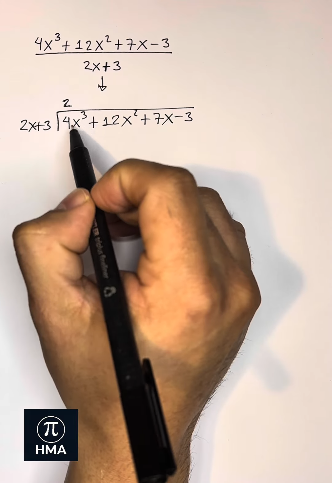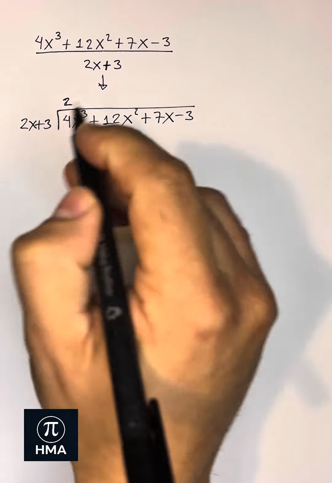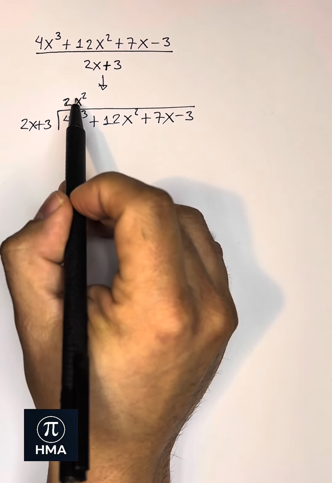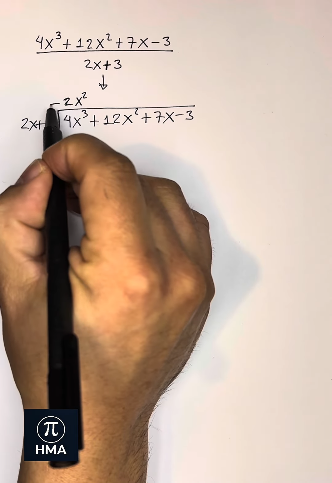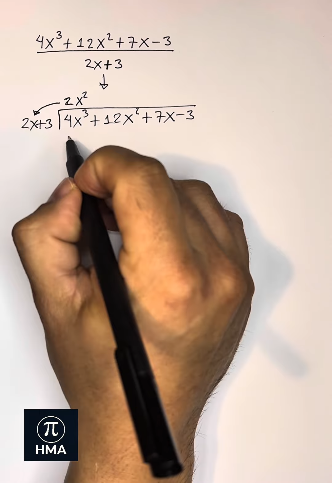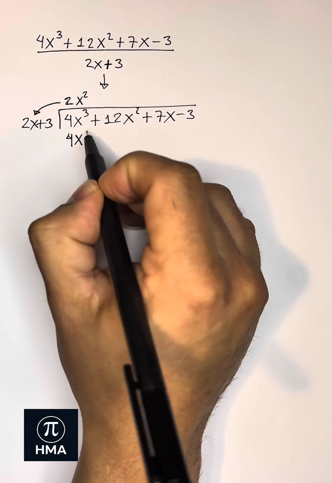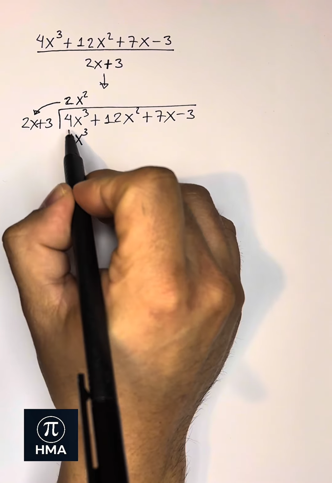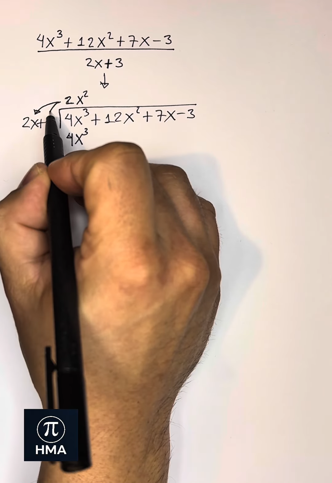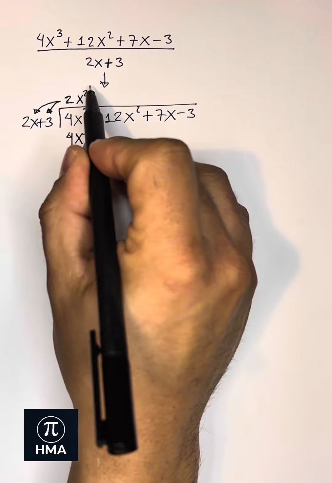Now, to get the x cubic, we need an x squared because we have already an x linear. So x squared. In this case, we will have 2x squared multiplied by 2x. Then it will be 2 by 2, 4, and x squared by x, x cubic. And we write the result just below the term that contains x cubic as well. And now the next multiplication will be between the 2x squared and 3. This will be 6x squared.